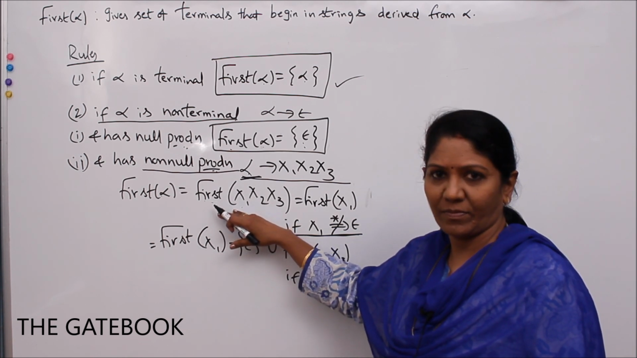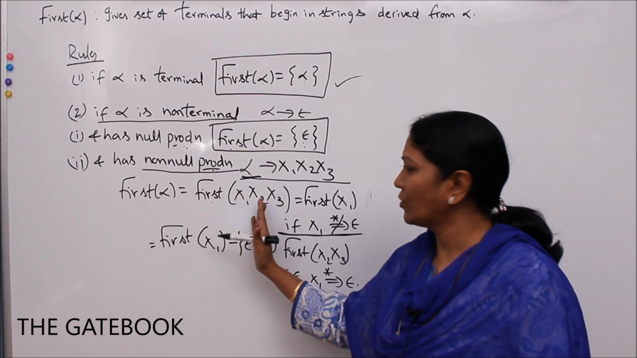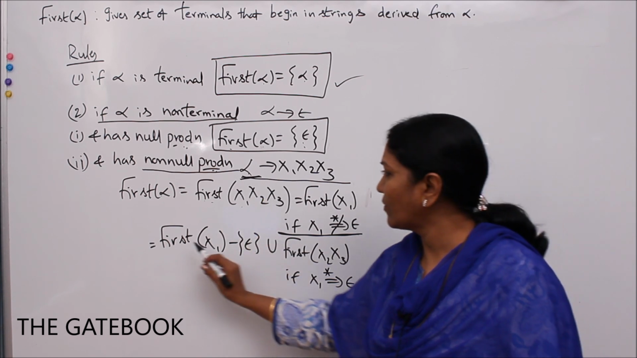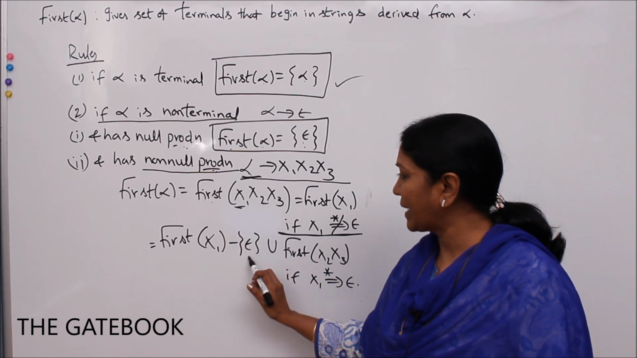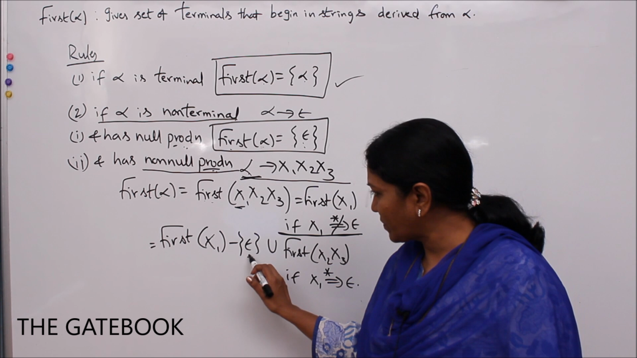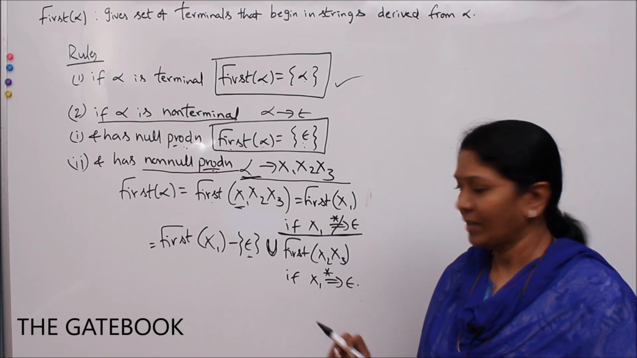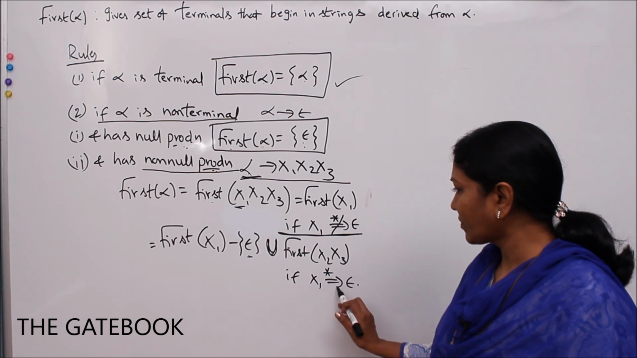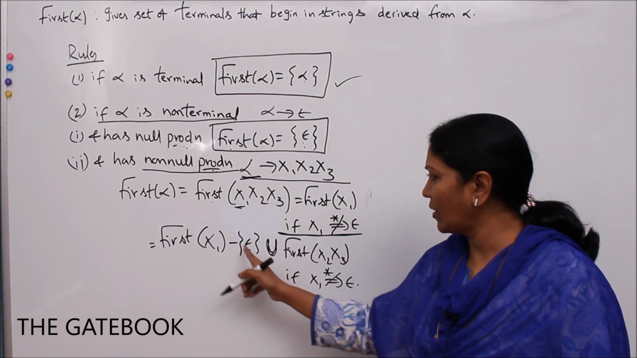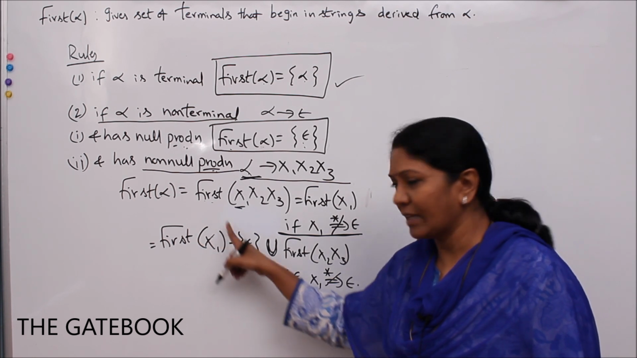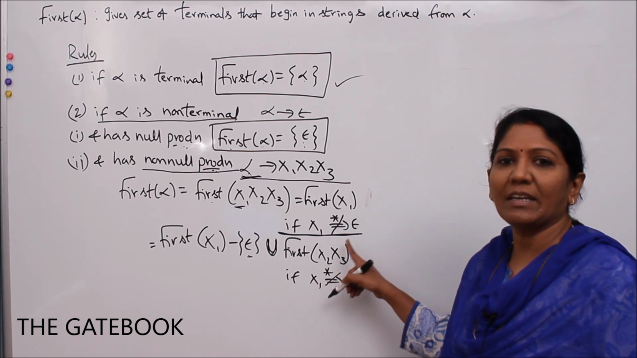If first of x1 ends with a set of terminals, that is, if it does not derive to epsilon, the rule ends there itself. Otherwise, if x1 derives to epsilon, we should continue with the next symbol. Then first of alpha is first of x1, adding everything except epsilon, union first of x2 x3. When x1 derives to epsilon, don't add epsilon but continue applying the first function with the remaining symbols also.